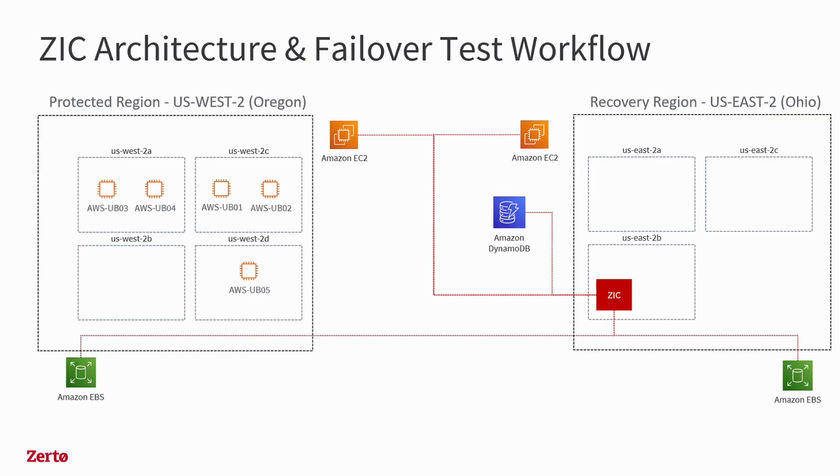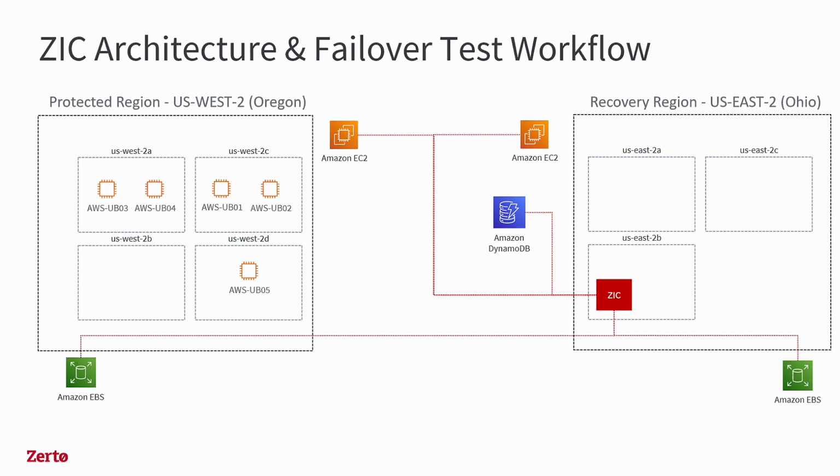Okay, so just a quick, I do have a recorded demo to show you guys what this actually looks like. But before that, I kind of wanted to give you the lay of the land, if you will. What I've got and how it works is I've got my protected region, which is US West 2 or Oregon. And within that region, they've got 4 availability zones. I've got 5 virtual machines. They're all just web servers. And then my recovery region is in Ohio at US East 2.